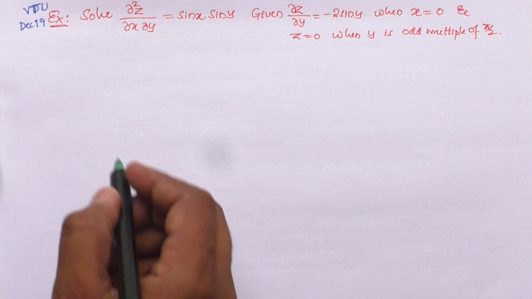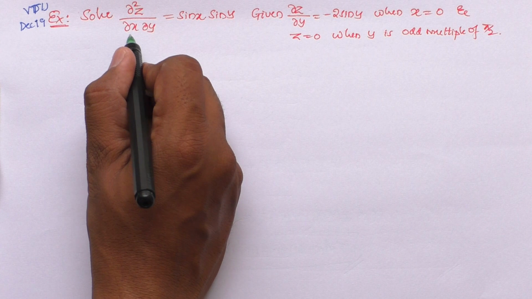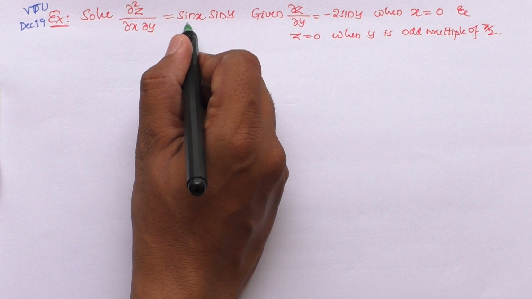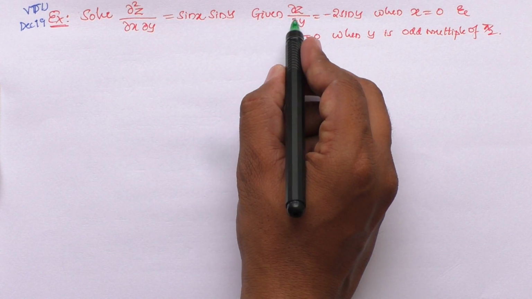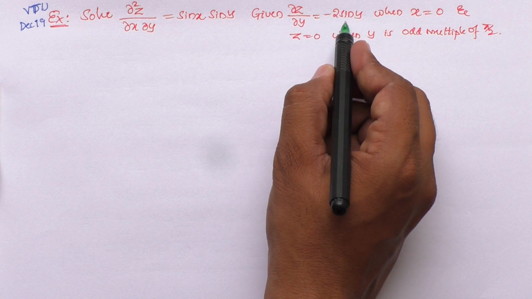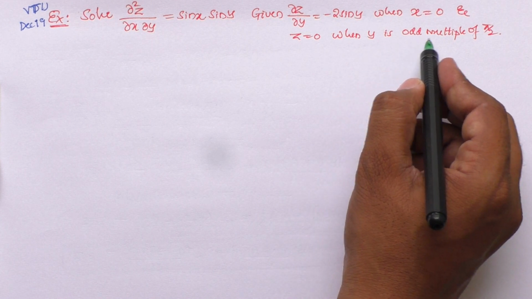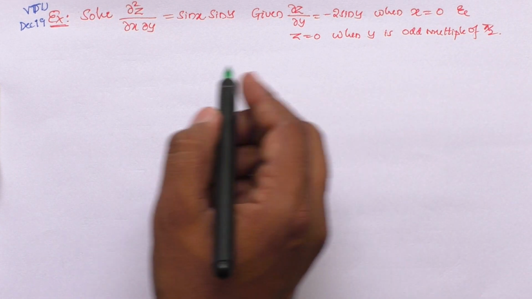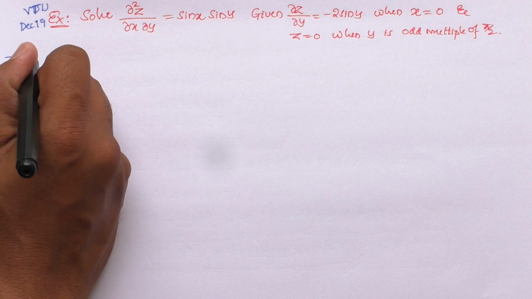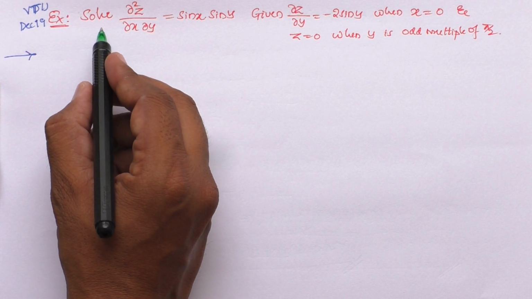Now let us solve another problem. Solve del square z by del x del y equal to sin x into sin y, given that del z by del y equal to minus 2 sin y when x is 0, and z is 0 when y is an odd multiple of pi by 2.